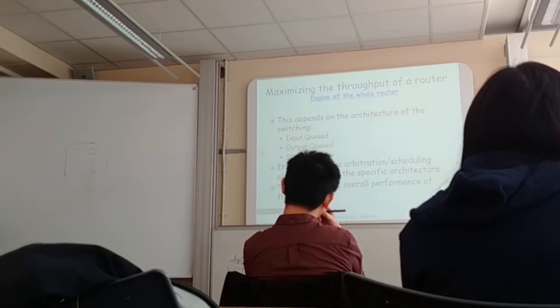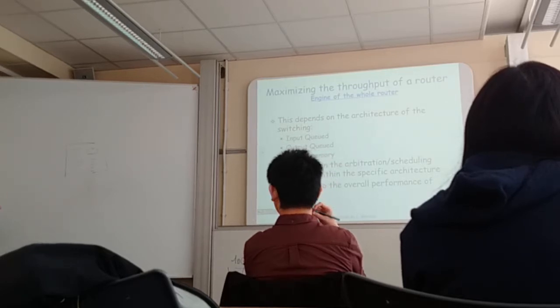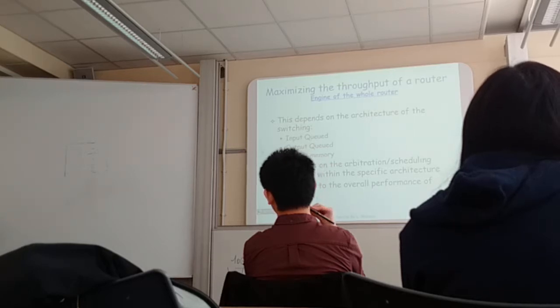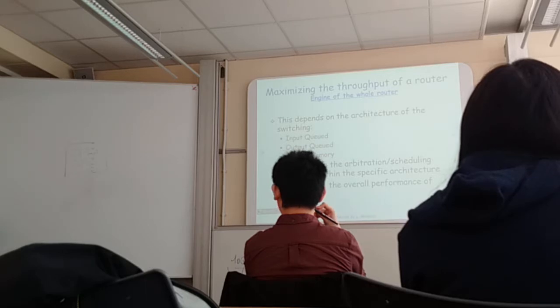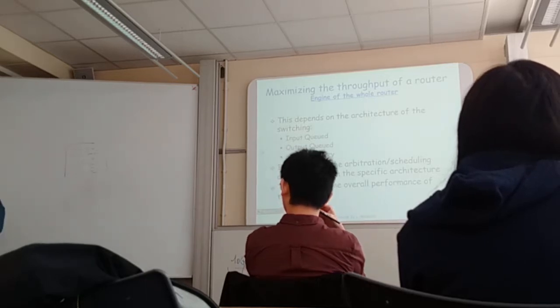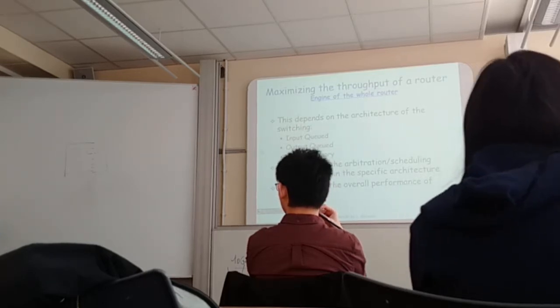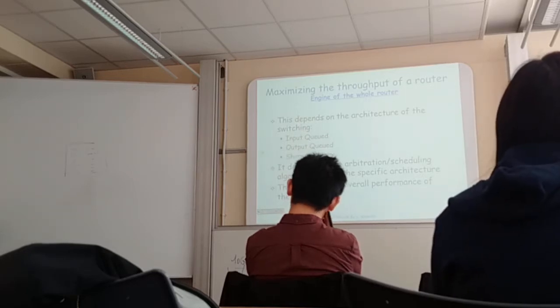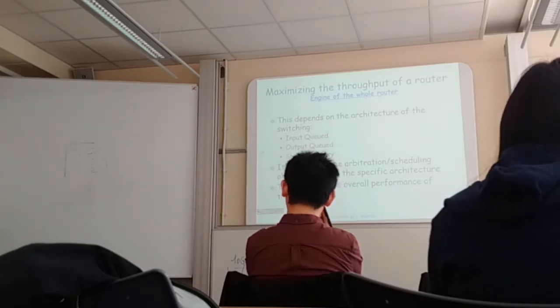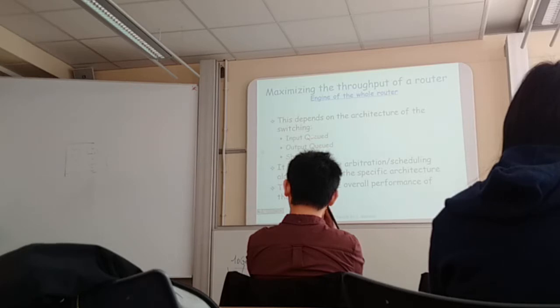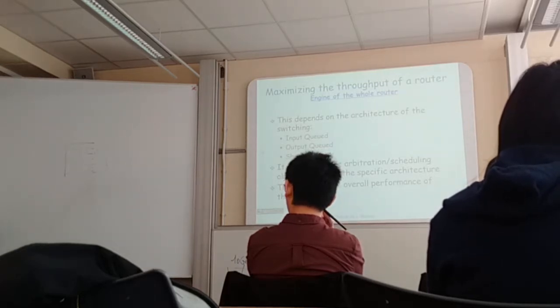Is it input queued? Do I put the memories at the input side before the interconnect? Do I put them after the interconnect? That's called output queued. Or maybe do I put them before and after? Do I split them? That's also another type. Or maybe should I put them inside the interconnect? That's also even another architecture. So depending on where you place your buffering with respect to the interconnect, you may have an idea on your throughput and the cost of your router and all of that.